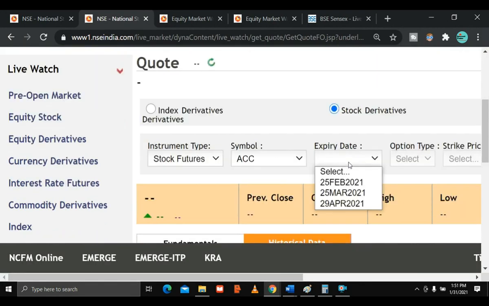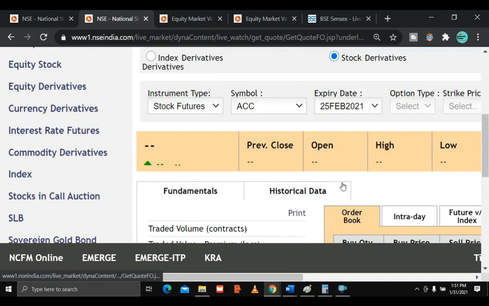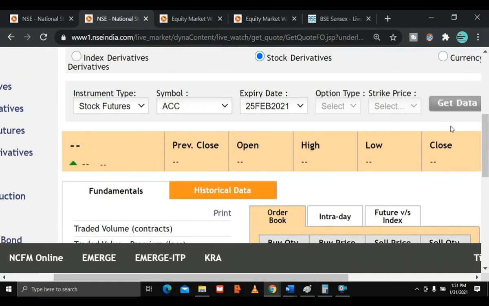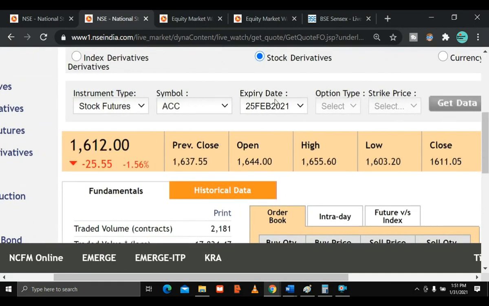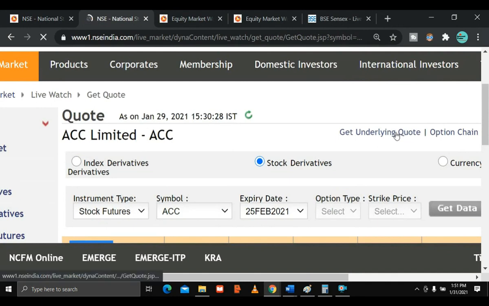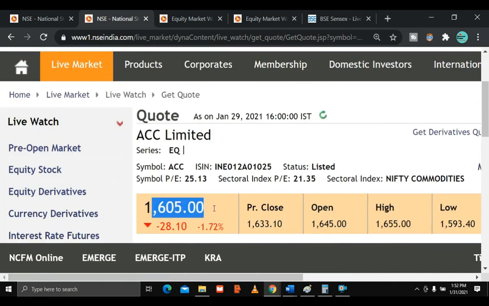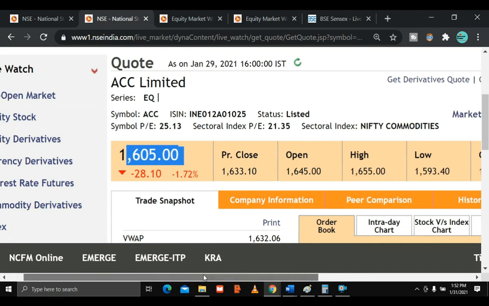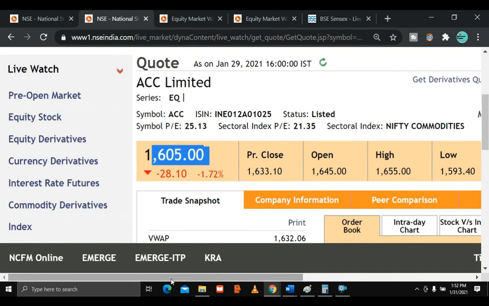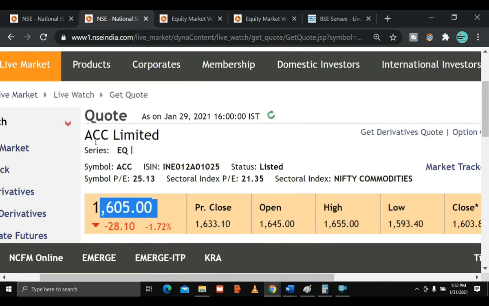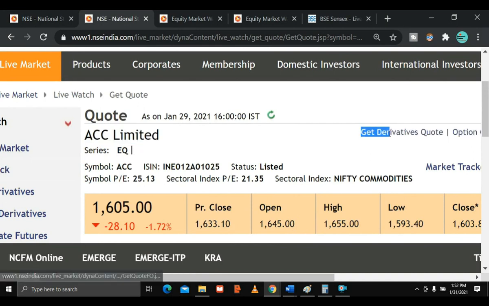and if I select the current month contract, which means whichever month we are in right now, we are in the 25th February contract till that time. So how much is it? 1612. There is a difference between the equity and derivative price. That little bit of difference will be there. We have to keep an eye on that. Okay, and one more thing, look at ACC equity and ACC derivative.